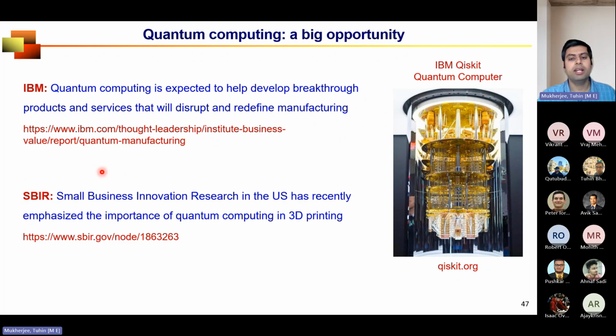Also, SBIR, which supports small business innovation research in this country, has emphasized the need for quantum computing in 3D printing applications because of the enormous computing need in this area. So I think, to me, digital twin and quantum computing are the two most promising future directions when we talk about application of computational tools in metal additive manufacturing.